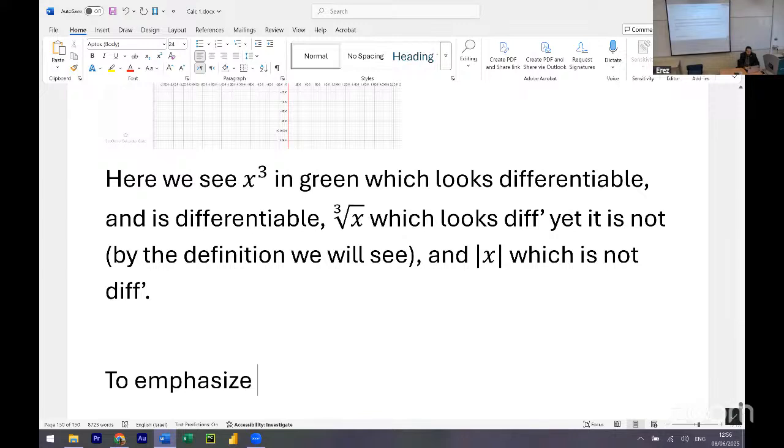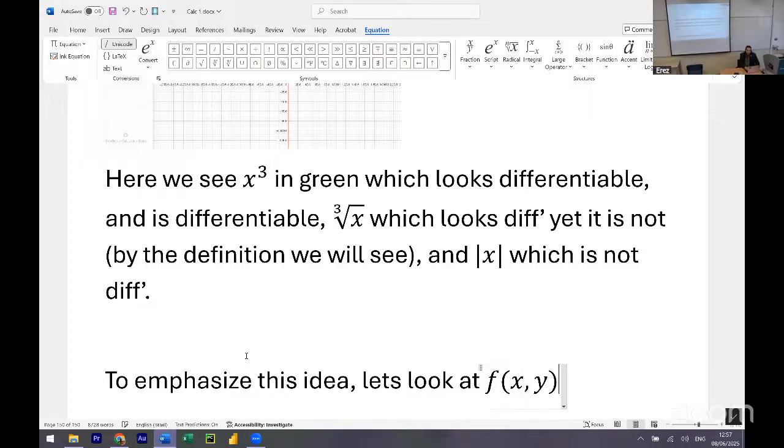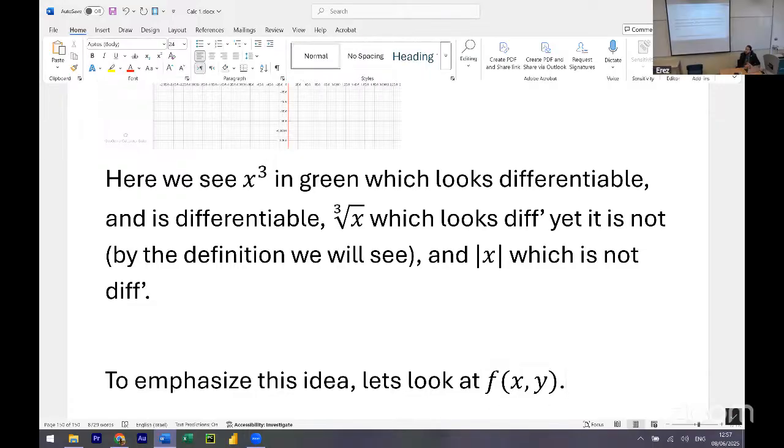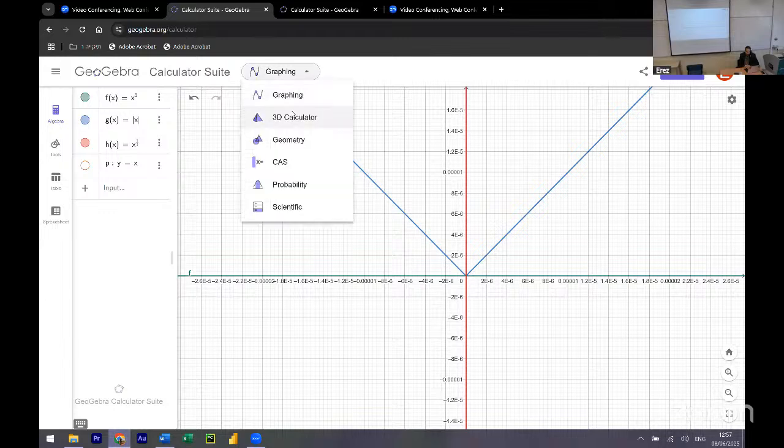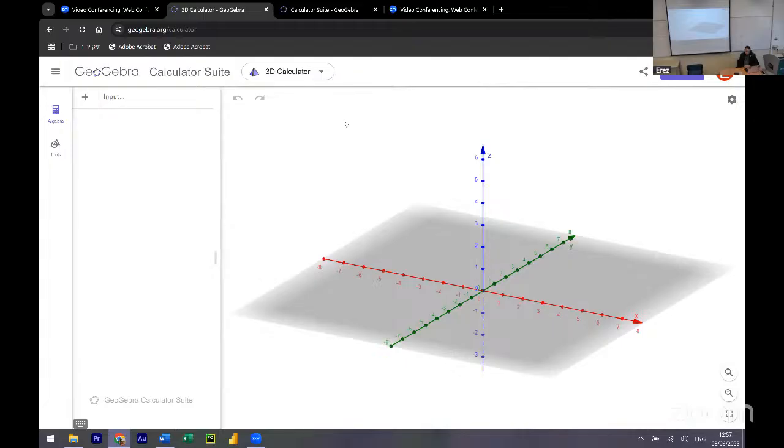To emphasize this idea, let's look at f of x, y, a function with two variables. What do you think makes a function with two variables differentiable? That's not part of the syllabus in this course. I think you study a bit about it in Calculus 2, but in general, it's important for me to show you now.